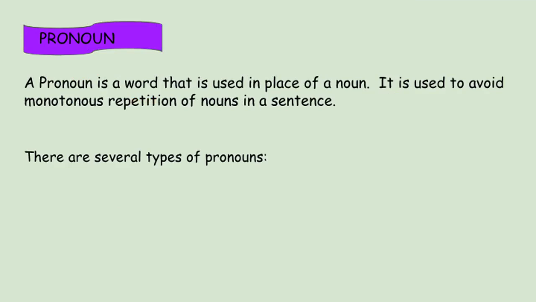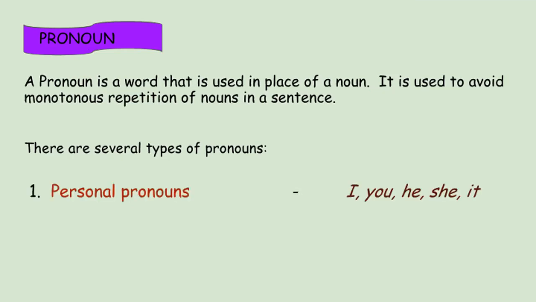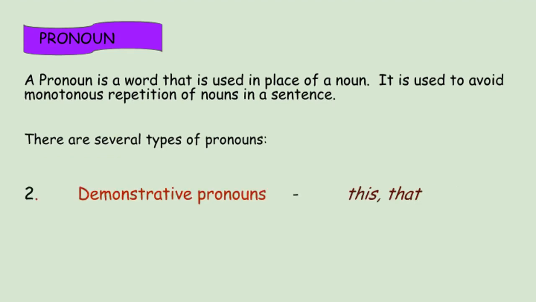Our next part of speech is the pronoun. A pronoun is a word that is used in place of a noun. It is used to avoid monotonous repetition of nouns in a sentence. There are several types of pronouns. Number 1. Personal pronouns such as I, you, he, she, it. Number 2. Demonstrative pronouns such as this and that.